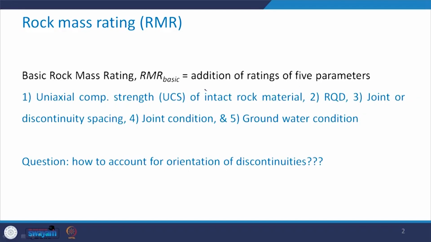We saw that there were 5 parameters: UCS of the intact rock material, RQD, joint spacing, joint condition and groundwater condition, and we saw how, based upon the value of each of these parameters, the ratings can be assigned to each one of these, and those ratings and their addition is going to give us the RMR basic. We need to find the answer to this question.